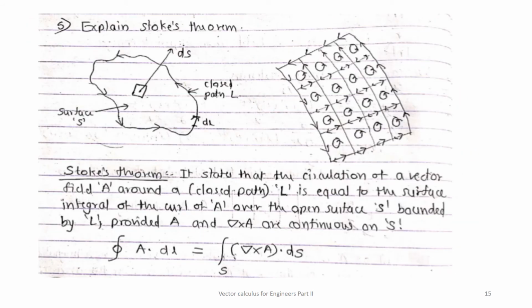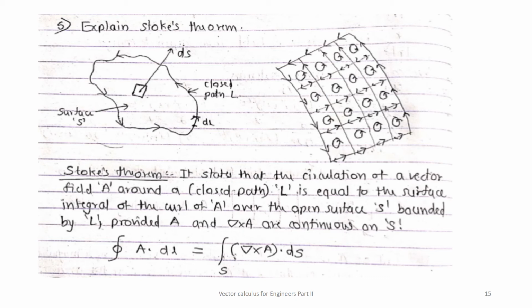Here we will define the Stokes theorem. Stokes theorem states that the circulation of a vector field A around a closed path L is equal to the surface integral of the curl of A over the open surface S bounded by L, provided A and curl of A are continuous on S.